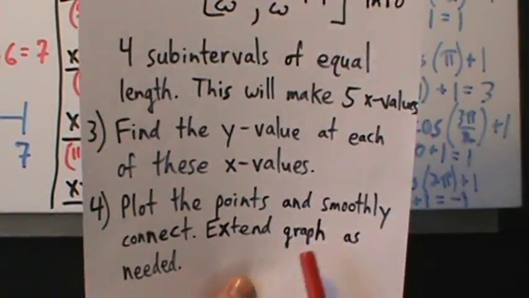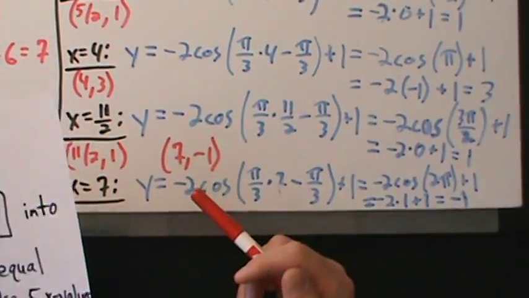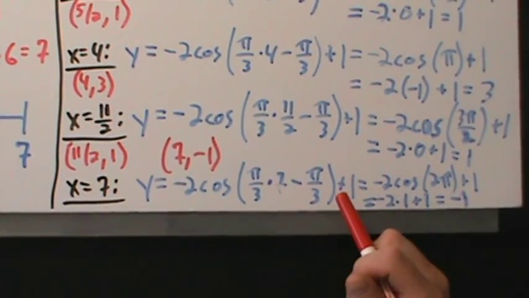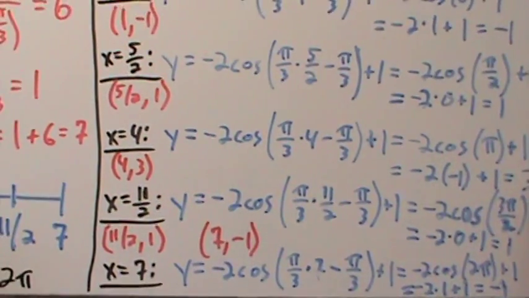So extend the graph as needed just means, all we have here is one complete cycle. So maybe we want to graph 2 or 3 cycles, but anyway, we'll worry about that on the graph. Before we move on though, I want to point some things out.